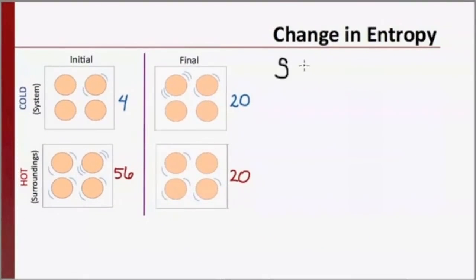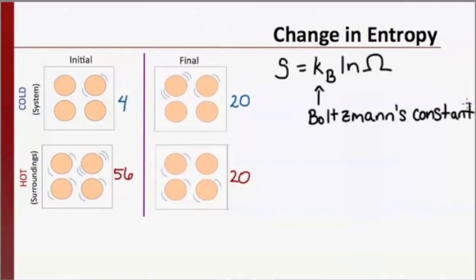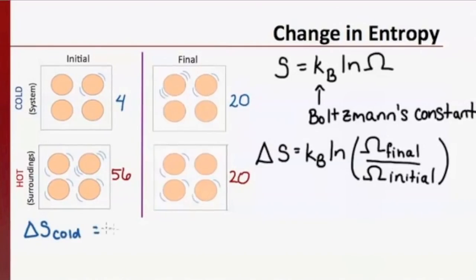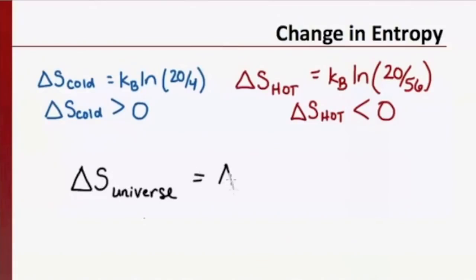We will use a relationship for entropy that was derived by Ludwig Boltzmann. It states that entropy is equal to a constant called the Boltzmann constant times the natural log of the number of microstates. When calculating the entropy change, whether it be for the system or surroundings, delta S would be equal to Boltzmann's constant times the natural log of the ratio of the final number of microstates to the initial number of microstates. The entropy change in our cold bar was positive, while the entropy change in our hot bar was negative. But remember, it's the total entropy change that matters. We see that our total entropy change for this process is positive.